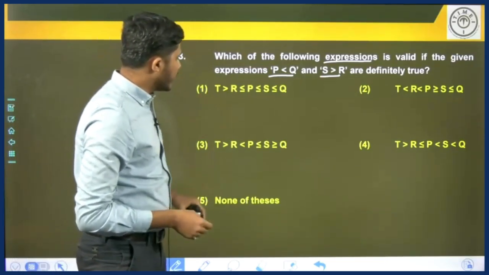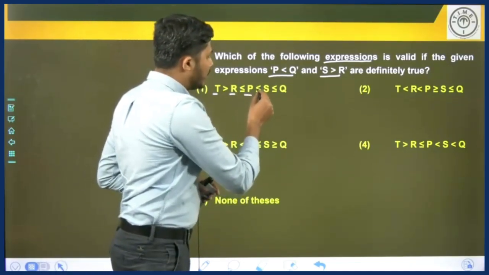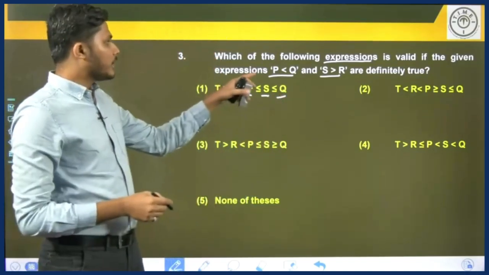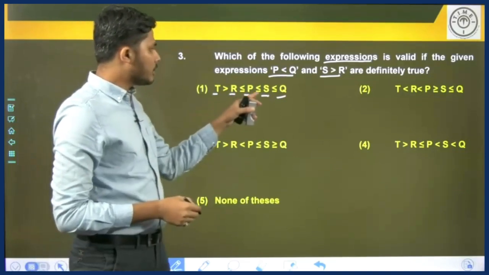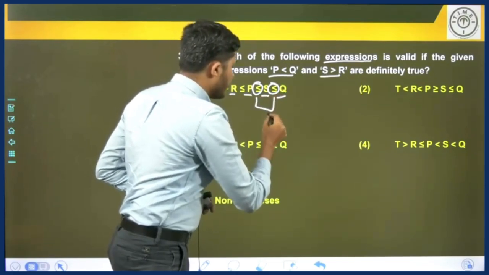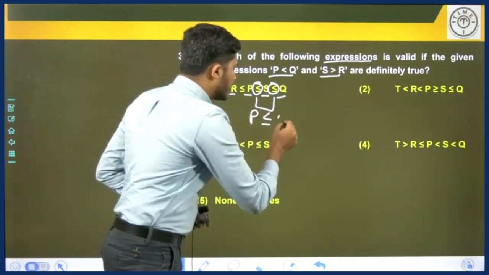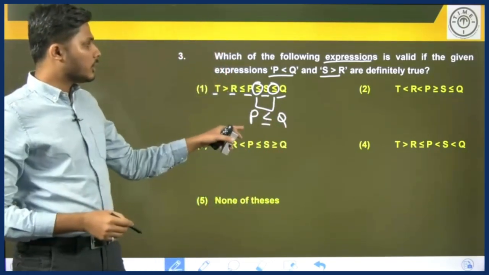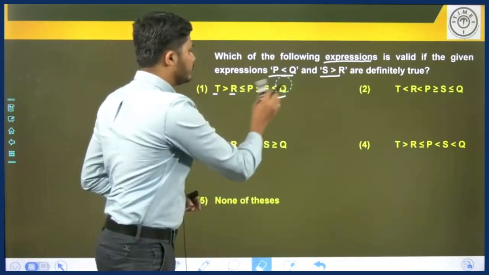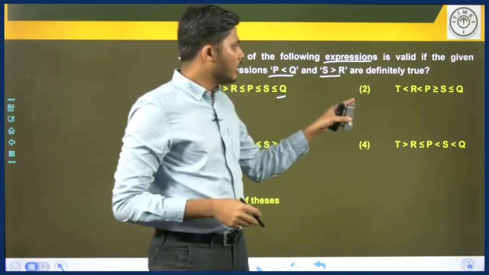The first statement here is T greater than R, R less than or equal to P, P less than or equal to S, and S less than or equal to Q. So let's first find the relation between P and Q. Since the symbols are the same, the result will also be the same, which is less than or equal to. So the relation between P and Q is P less than or equal to Q, which does not follow the first condition, hence we need not check the second condition. So option 1 is eliminated. Now, let us look at the second option.